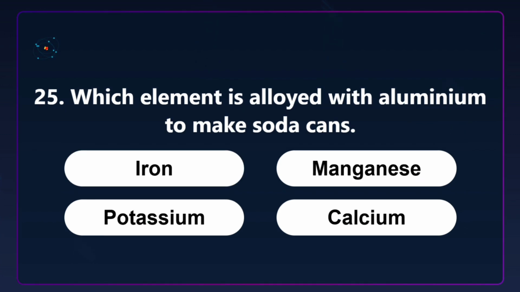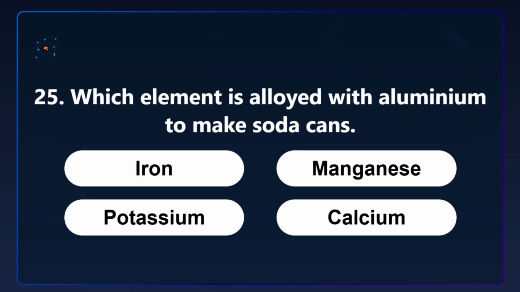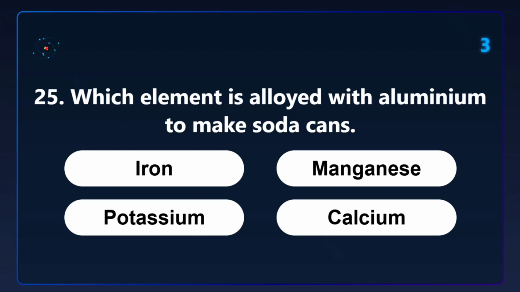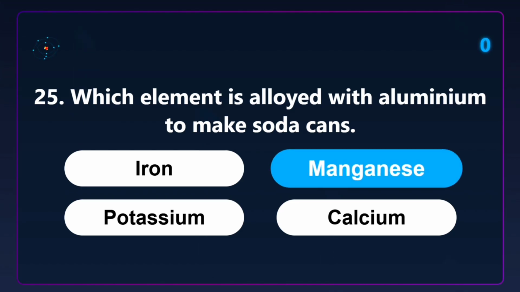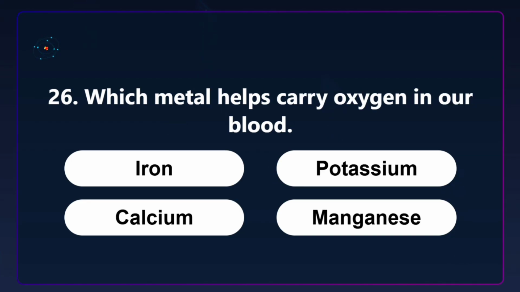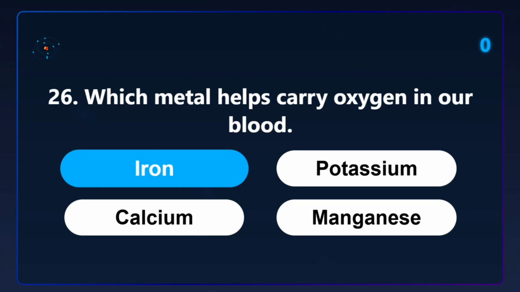Question 25. Which element is alloyed with aluminum to make soda cans? The answer is manganese. Question 26. Which metal helps carry oxygen in our blood? The answer is iron.